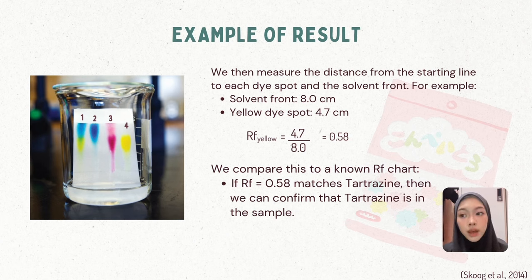For example, we have a solvent front of 8 cm and the yellow dye spot is 4.7 cm. To identify the dyes, we use a value called the Rf, retention factor, which is Rf equals the distance traveled by the dye over the distance traveled by the solvent front. And then we substitute the numbers in the equation given, and we have 0.58 for the Rf of yellow. After that, we compare this to a known Rf chart. If Rf equals 0.58, it matches tetrazine, and then we can confirm that tetrazine is in the sample.